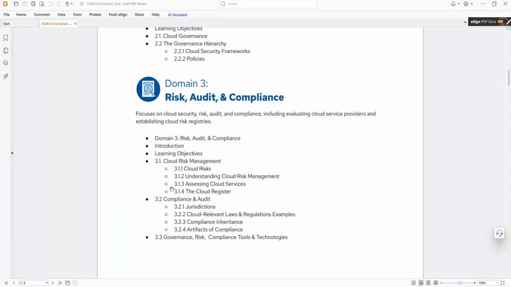Then you should know about compliance. Now let me give an example. There is an organization working on-premises. Let's say we have a company that is handling customers' credit card data.